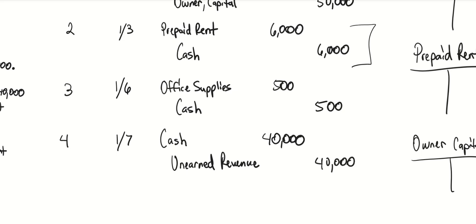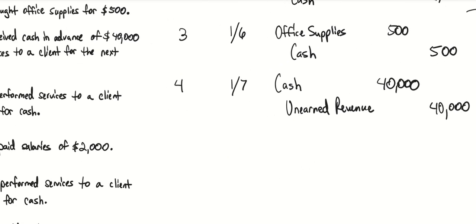Okay, unearned revenue is a liability account because now the company is liable to perform the services to this client because the client already made the advance payment of $40,000 for the next 8 months. All right. $40,000. Okay. So unearned revenue again is a liability account.